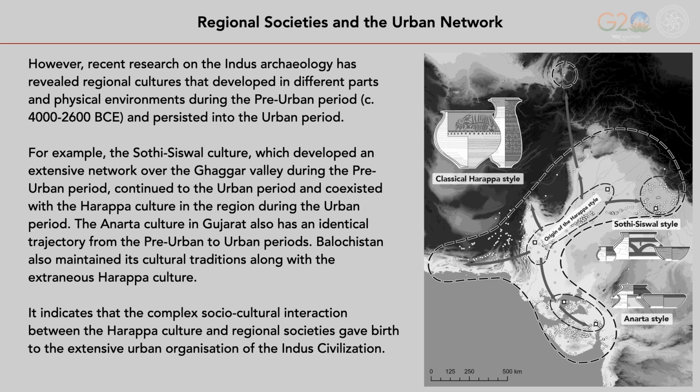The map on the right shows you that the Indus civilization was composed of the inter-regional or inter-societal relationships between the Harappa culture, which was dispersed across the wide area, and regional cultures that had their roots in the pre-urban period.